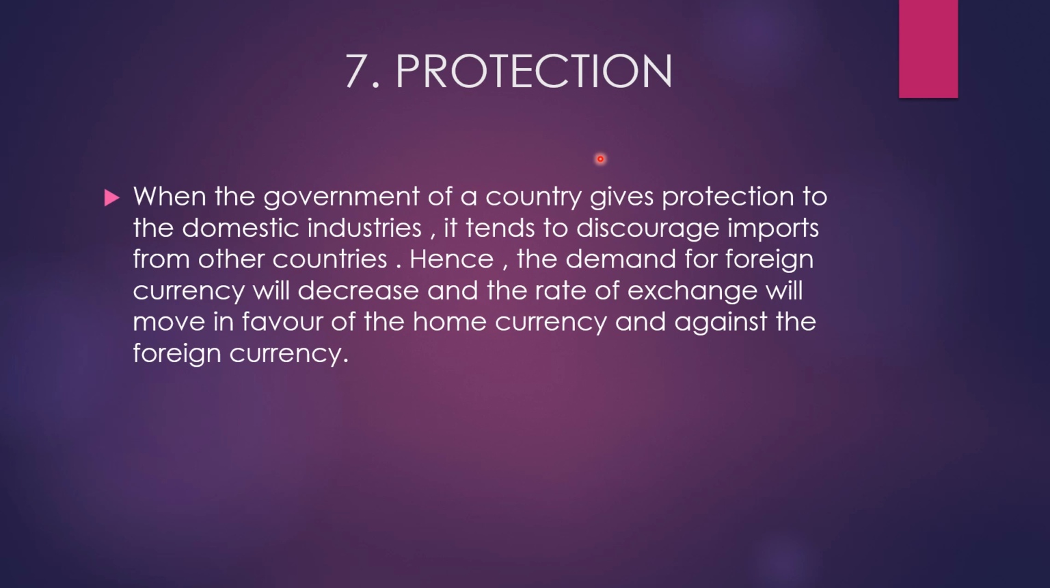Next is protection, point number 7. When the government of a country gives protection to domestic industries, it tends to discourage imports from other countries, right? The government every now and then keeps coming up with so many policies, so many protections, so many subsidies which it provides to domestic industries. So if that happens, the domestic products will be available to normal people at a subsidized rate, or at a cheaper rate as compared to the foreign products. So what will happen? People will buy from their own home market. So these government policies tend to discourage imports.